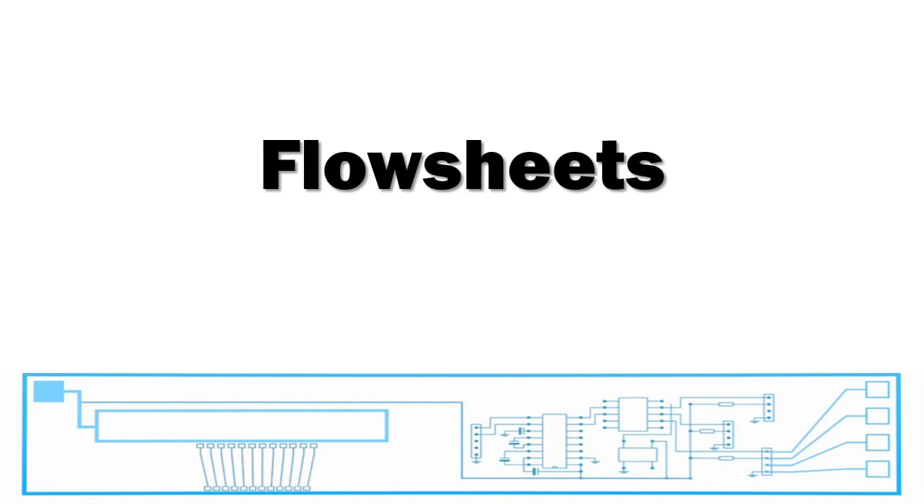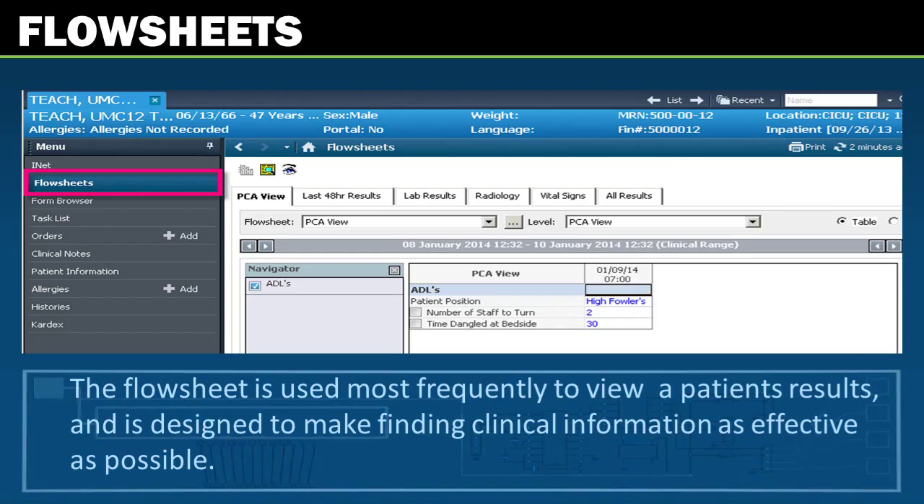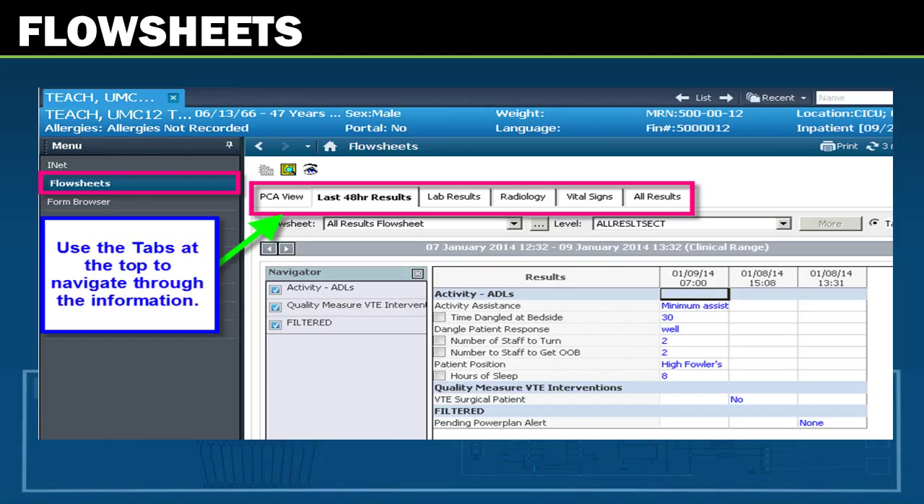The next thing we'll talk about are the flow sheets. The flow sheet is used most frequently to view patient results, and it's designed to make finding clinical information as effective as possible. You may or may not utilize this section frequently, but it is there for you to see certain results. You do have the ability to look at your PCA view or to view the last 48-hour results. So if you click on that, you can see all sorts of stuff that was charted on your patient within the last 48 hours.